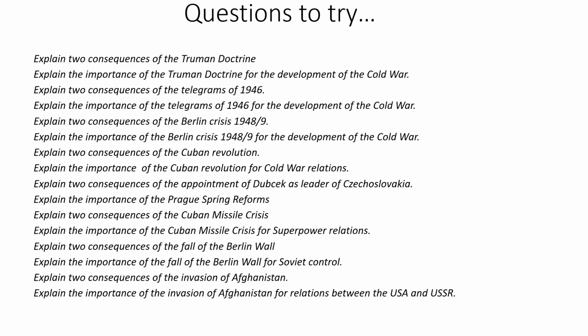Then the question says, explain the importance of the Truman Doctrine for the development of the Cold War. If you're being asked to explain the importance of something, you're being asked in history really to explain why it's changed a situation. So in this case, why has the Truman Doctrine changed the development of the Cold War? What has it done? In that case, you're always going to start your answer with either the Truman Doctrine was important for the development of the Cold War because it worsened relations and increased tension, or the Truman Doctrine was important for the development of the Cold War because it made relations better and decreased tension.